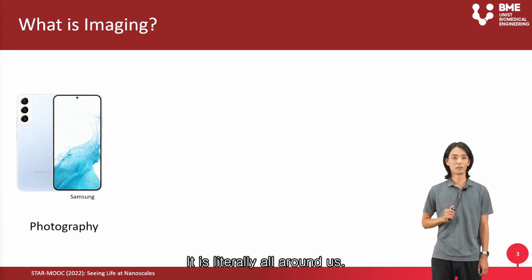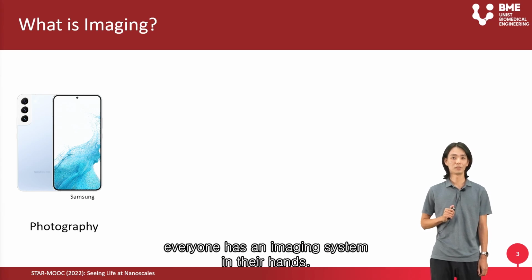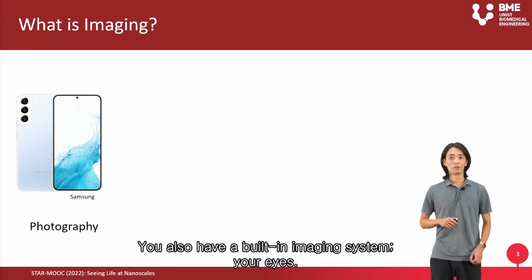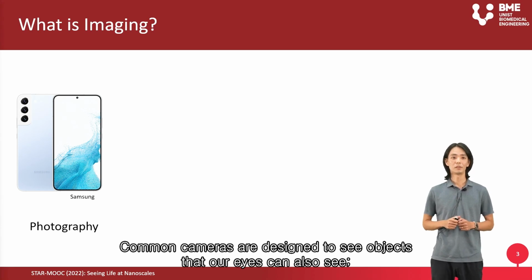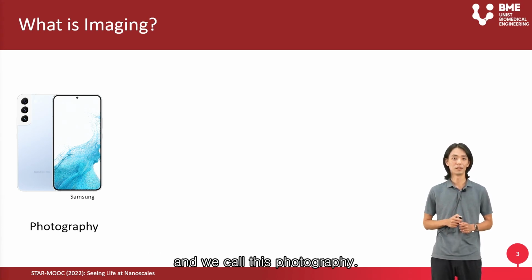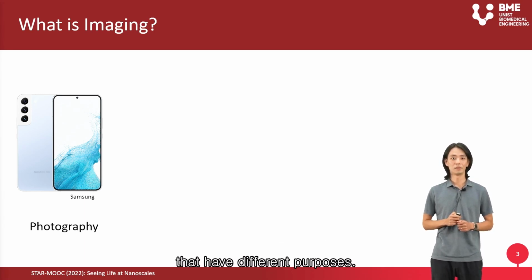It is literally all around us. Since the invention of the smartphone, everyone has an imaging system in their hands. You also have a built-in imaging system, your eyes. Common cameras are designed to see objects that our eyes can also see, and we call this photography. But there are other designs to make imaging systems that have different purposes.